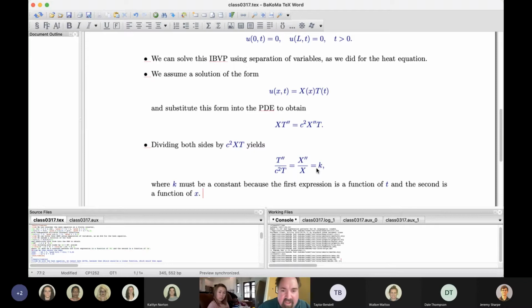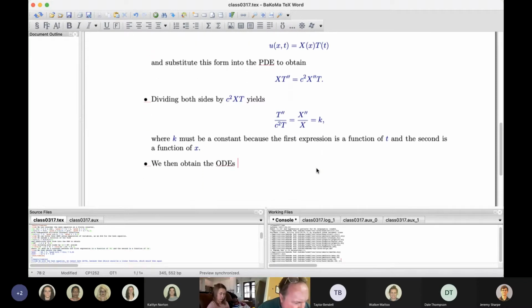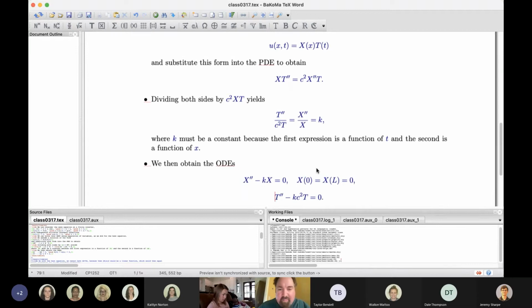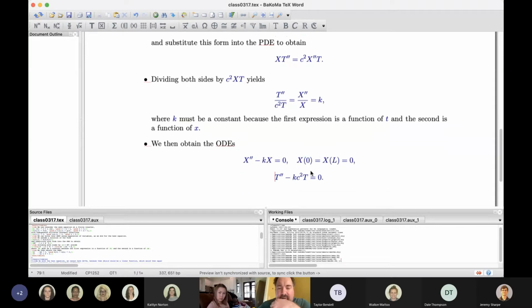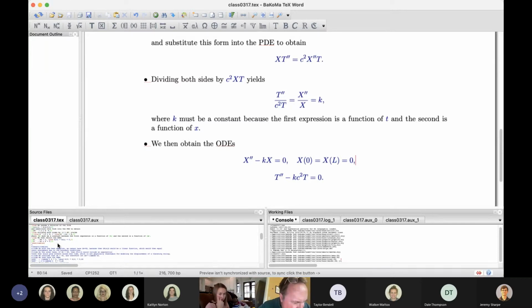From that, we get these ODEs that have a very similar appearance. Both are second order ODEs this time, just with different coefficients. And then the ODE in x has to satisfy these boundary conditions that come from the original problem.